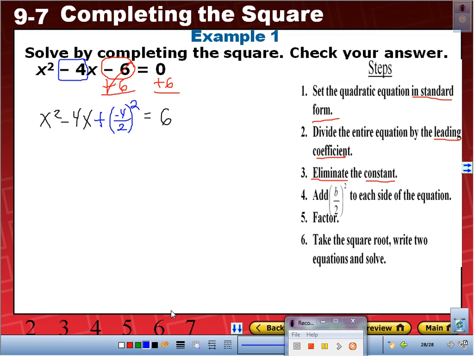Okay, let's simplify it so we can rewrite our equation. Everybody look up. What is negative 4 divided by 2? What is negative 2 squared? 4. So we bring everything else down: the x squared, negative 4x, the plus, the equal, and the 6.